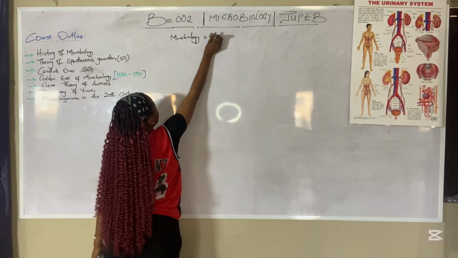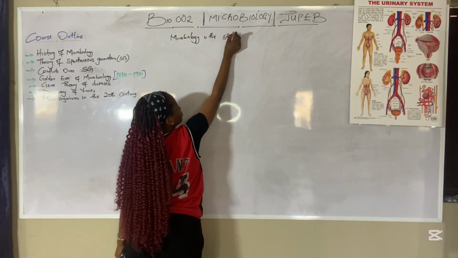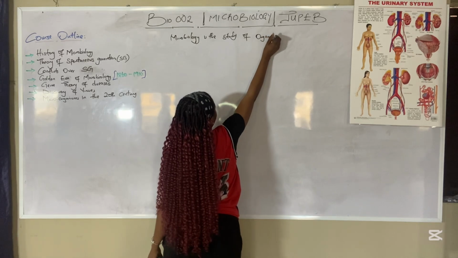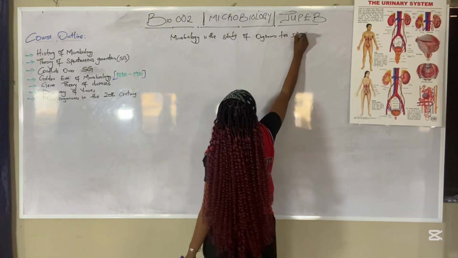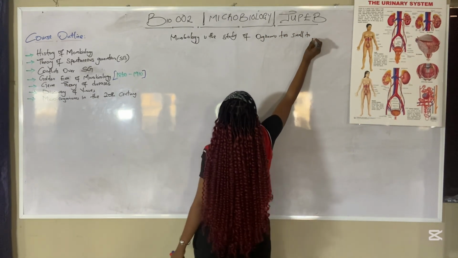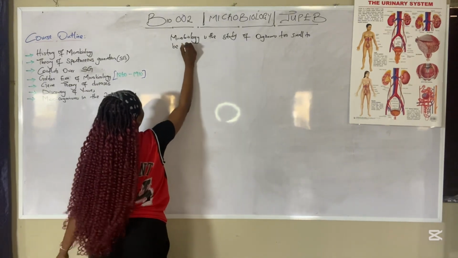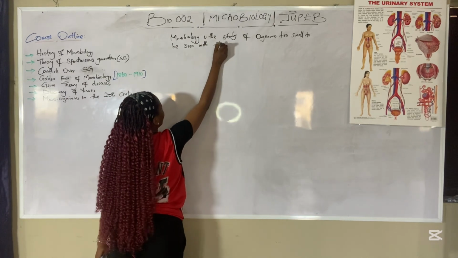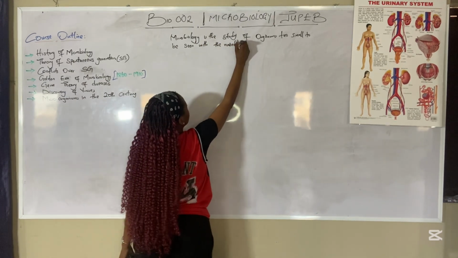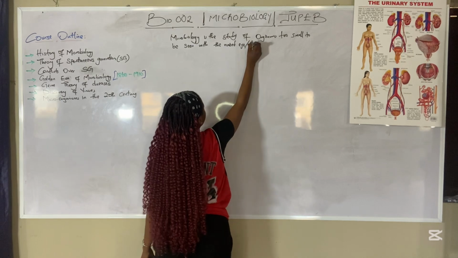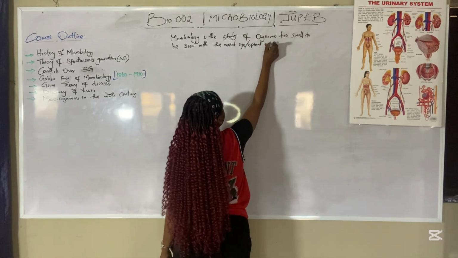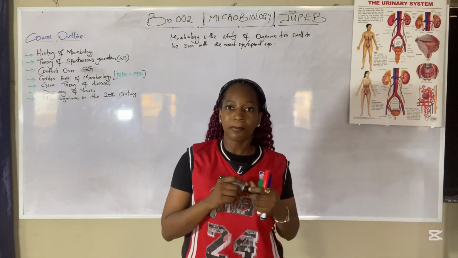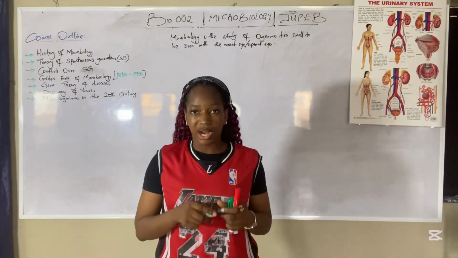is the study of organisms too small to be seen with the naked eye, or you can call it the optical eye. Now these small organisms are referred to as microorganisms, or you can call them micro for short.